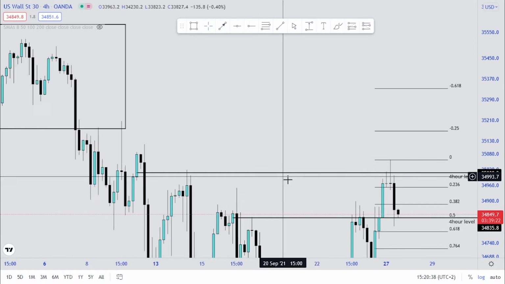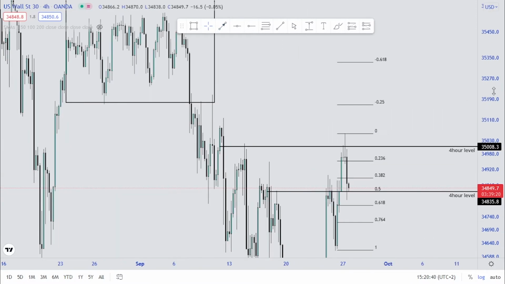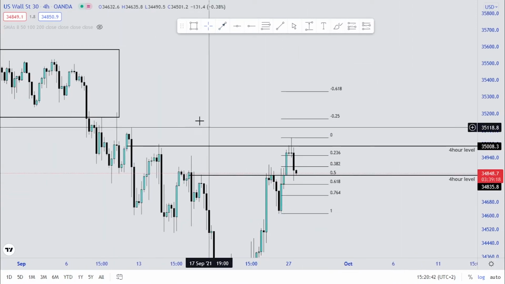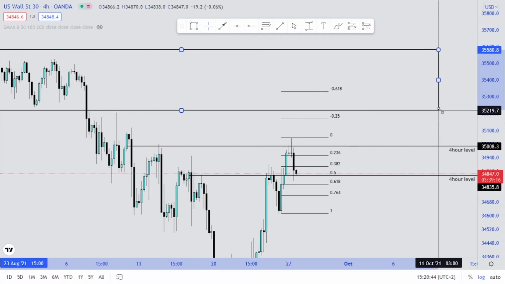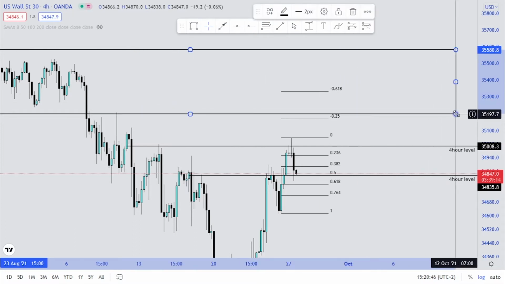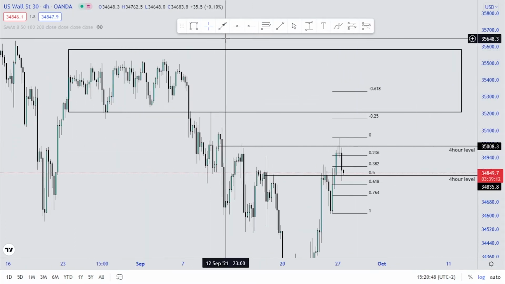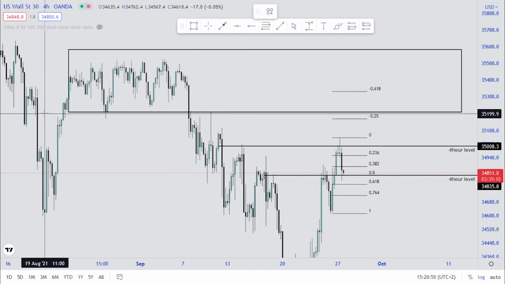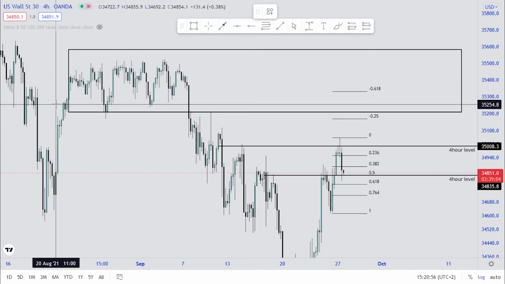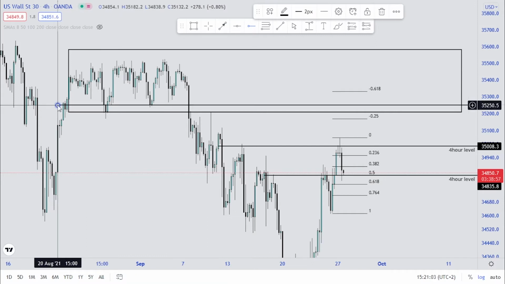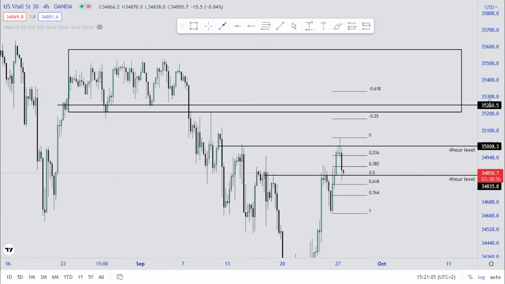Let's zoom out again and see if price can most likely come into this region again. Price can most likely come and test this box range again. It's really important to always remember that this box range can act as a level of resistance as well. If we scale and look at this area, 35250, this is also a really psychological area that price will most likely come and test.